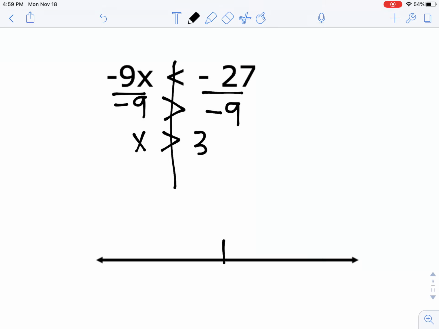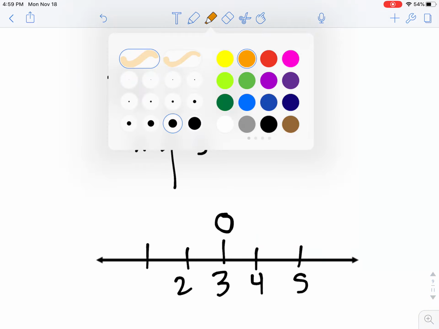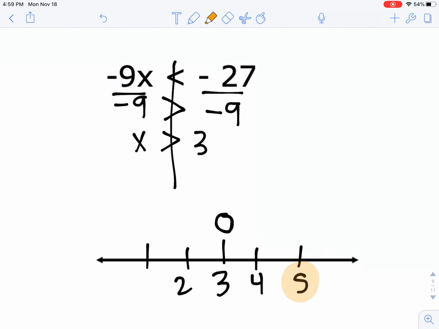We are then going to graph it. So 3, 4, 5, 2, and 1. It's going to be an open circle, and x is greater than 3. So if I plug in the number 5, is 5 greater than 3? Yep, so our arrow points to the right.